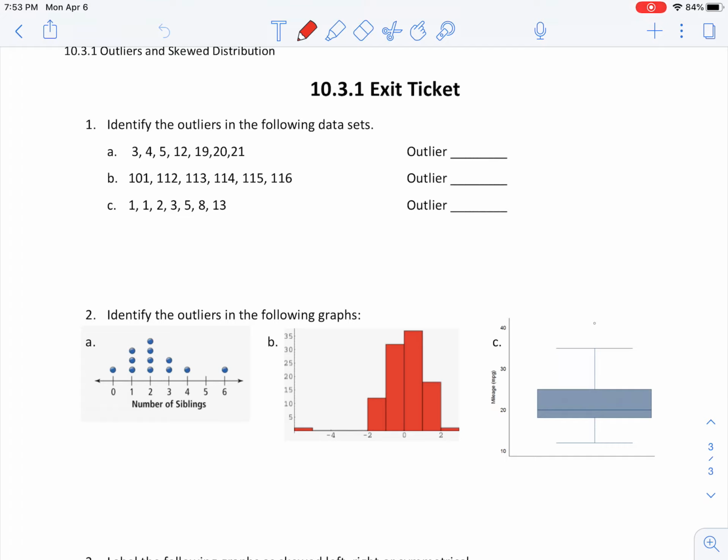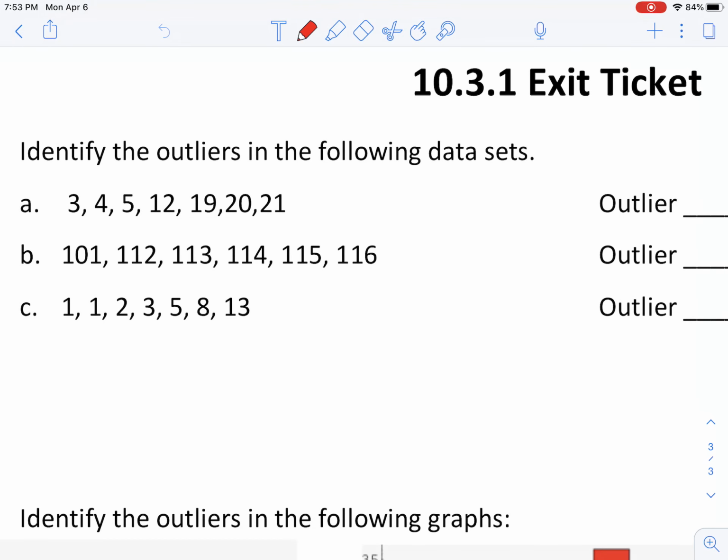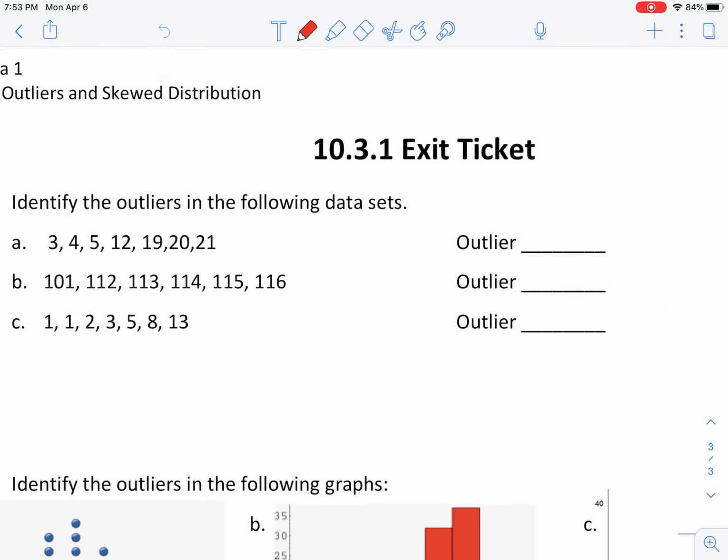Just want to start out today by basically outlining what the answers are on last night's exit ticket. So hopefully you finished that up, but I'm going to go ahead and list those out for you now. Number one said identify the outliers in the following data sets. So again, what you're looking for is the number that's either extremely high or extremely low or much different than the other ones. In this case, in part A, there is actually no outlier, because 21 is really close to 20 and 3 is really close to 4, and they're all relatively going up by 1 or more, right? So there's no outlier in that one.